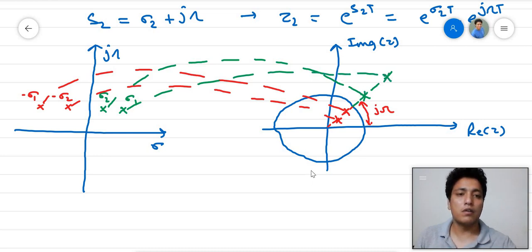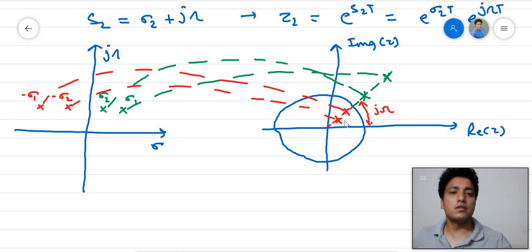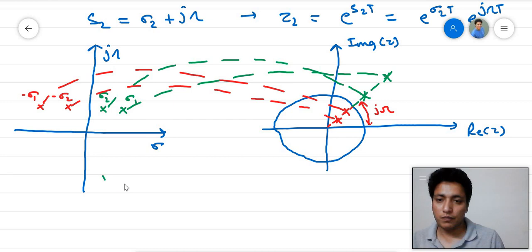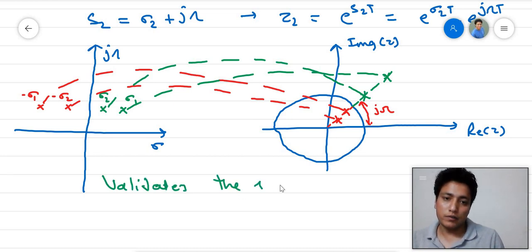So this is the mapping for the poles who are in the left hand plane, which will go inside the unit circle, and this is the mapping of the poles who are in the right hand plane, which will go outside the unit circle. So this validates this stability point.